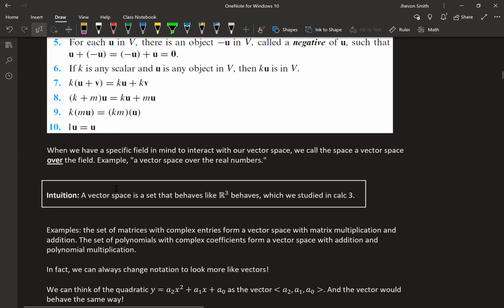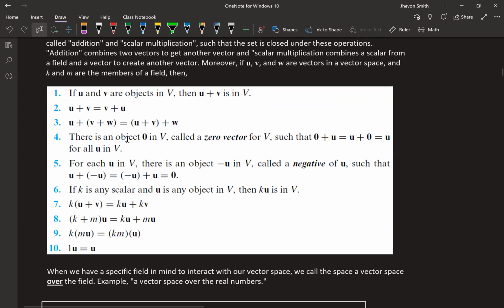You don't need to memorize what those properties are, but they should be familiar if you actually start to read them. The set of scalars, the field that we're using, if we have a specific field in mind, we say that the vector space is a vector space over that field, right? So I can talk about a vector space over the real numbers.